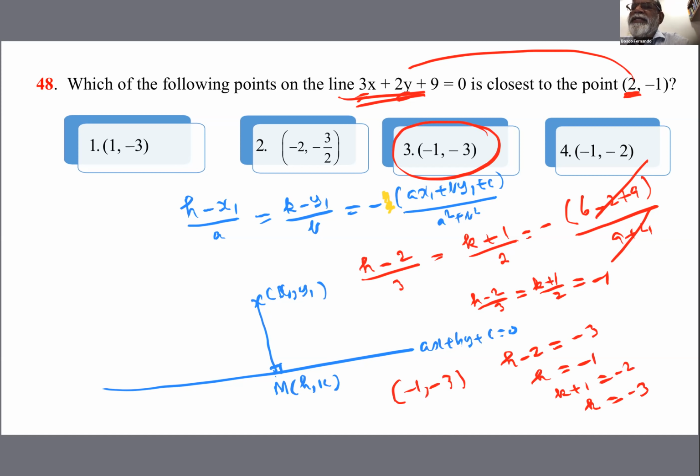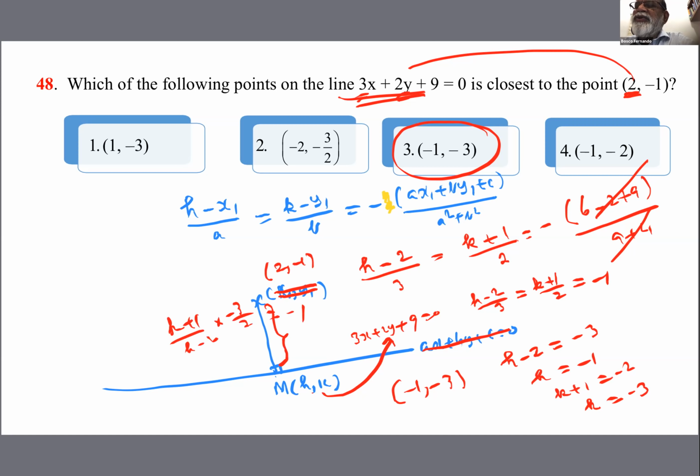Suppose you know the formula, this is the best. Otherwise, that other systematic method may take a lot of time. This is (2, -1). This is (h, k), and this lies on the line 3x plus 2y plus 9 equal to 0. It satisfies this equation. The slope of this line, (k plus 1) by (h minus 2), into the slope of the other line equal to minus 1. If you solve these 2 equations for h and k you will get it, but it is better to identify this formula and manage.